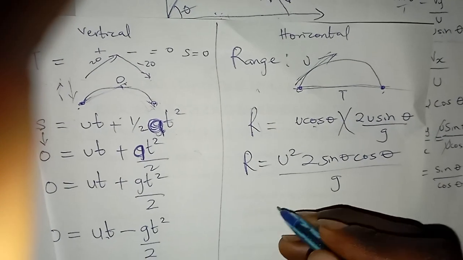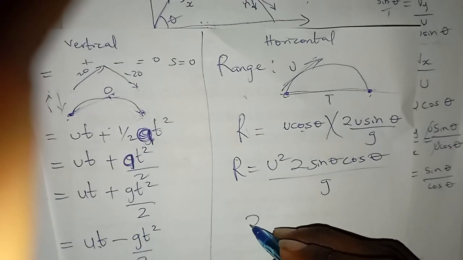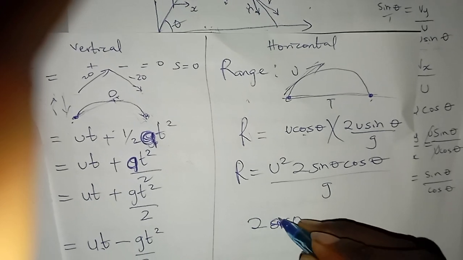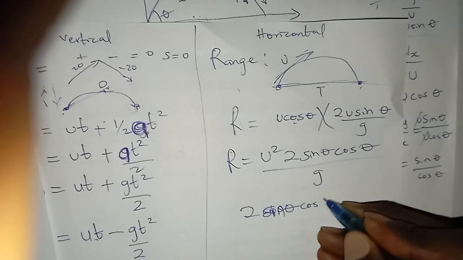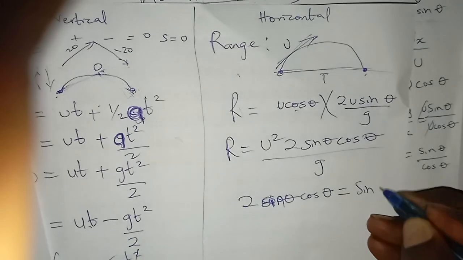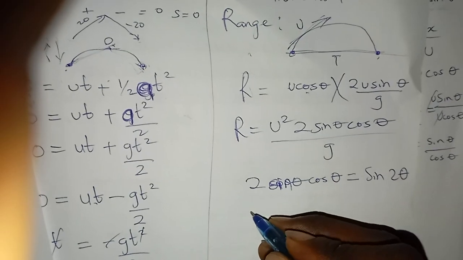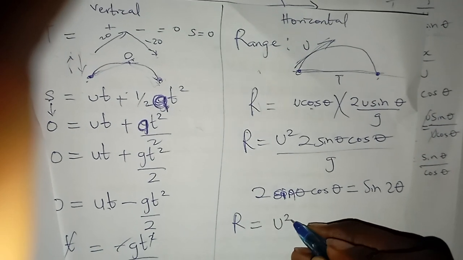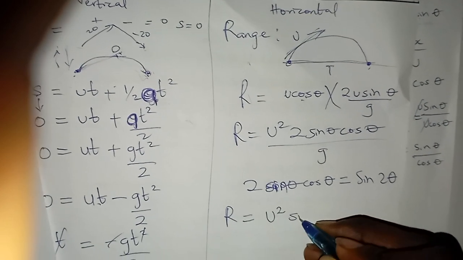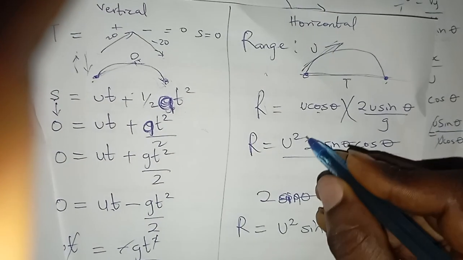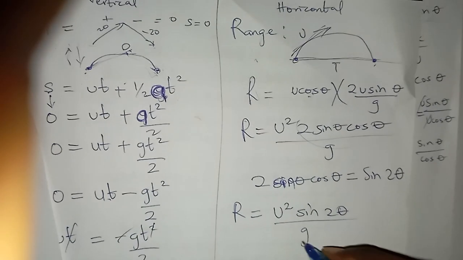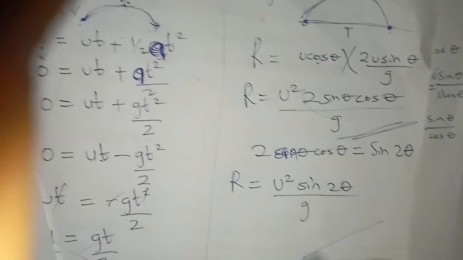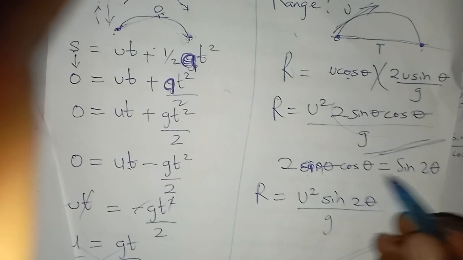And we know that in trigonometry, we normally give the identity 2 sine theta cos theta is equal to sine 2 theta. If I know that, it simply means that r can also be the same thing as u square sine 2 theta all over g. So it doesn't mean that this is not a formula. This is also our formula, and this is also our formula. We just replace this with what it is equal to.